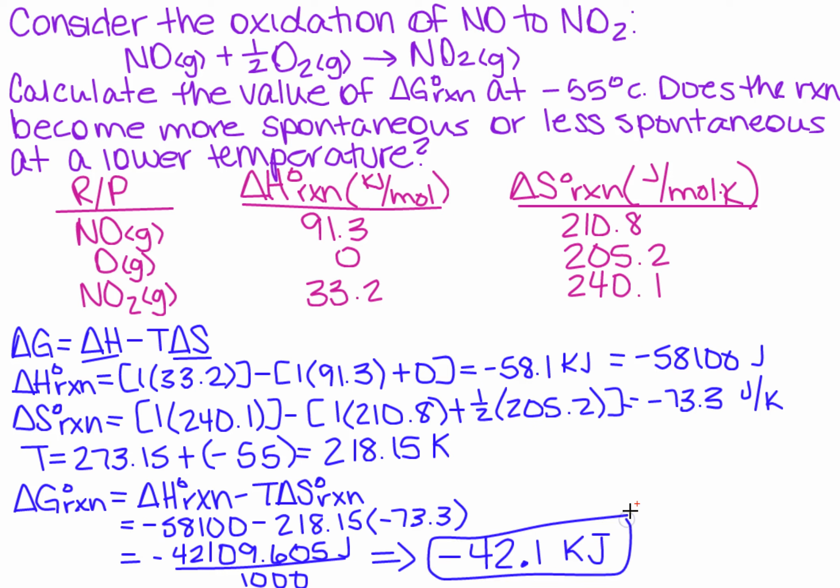Now, since it's negative, we know it's what? We know that it's spontaneous, and then if the number for the temperature gets more negative, that's a lower temperature, correct? Is it going to become more spontaneous or less spontaneous? Well, it's going to become more, right?